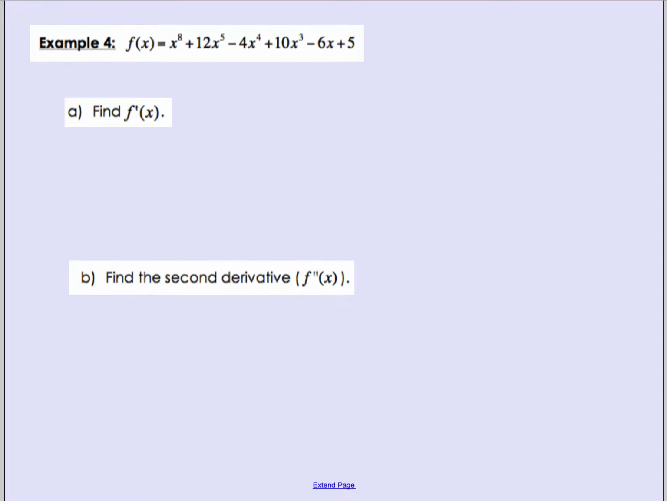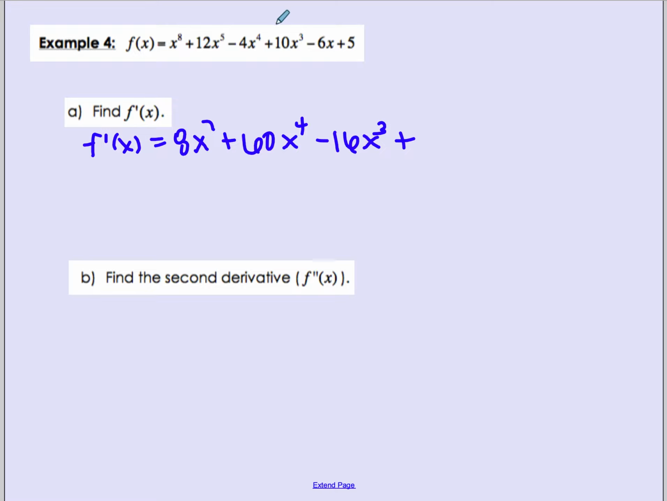So the way I would take that derivative is just assess each monomial by itself and find the derivative. So f prime of x equals, bring my 8 down, and then I would have x to the 8 minus 1 is 7, using that power rule. Plus, I bring my 5 down. 5 times 12 is 60. X to the 5 minus 1 is 4. Minus, bring down my 4, so I'd have 4 times 4 is 16. X to the 4 minus 1, go down a power, 3.